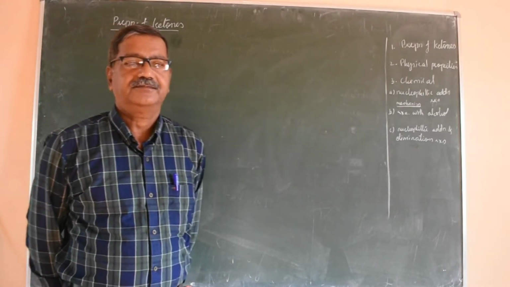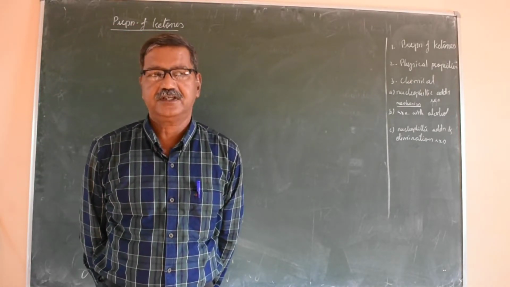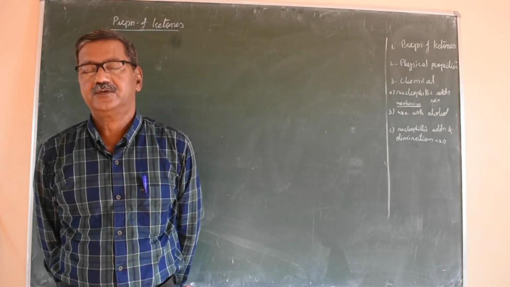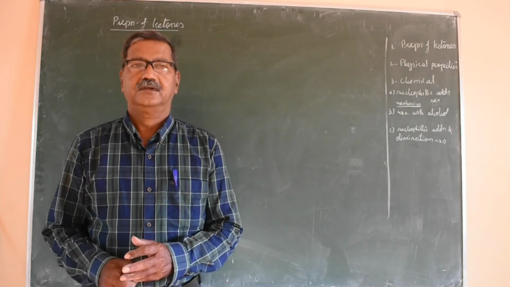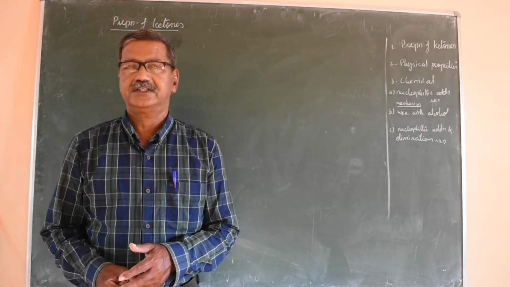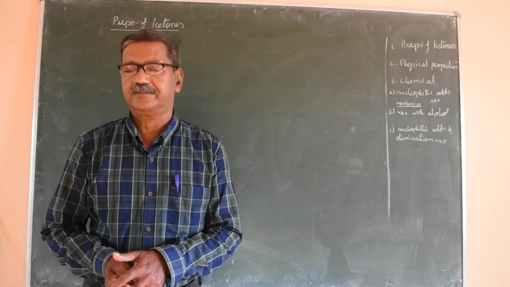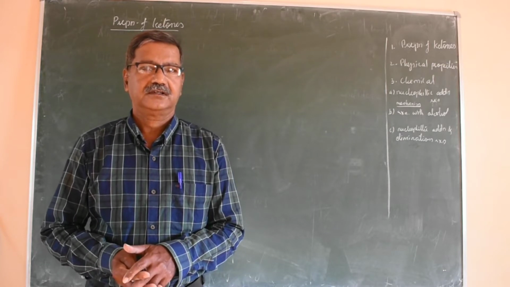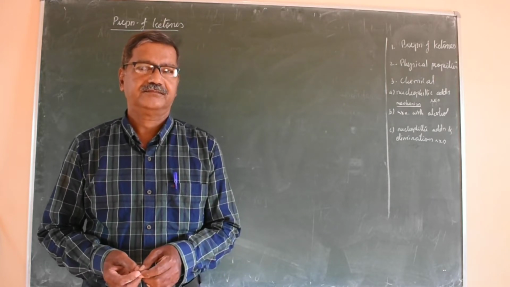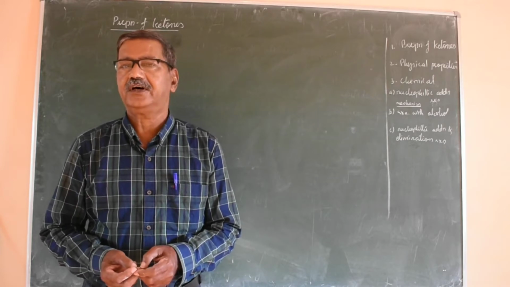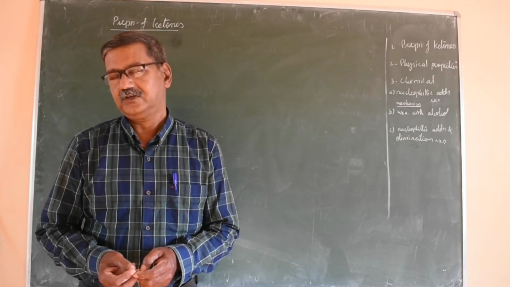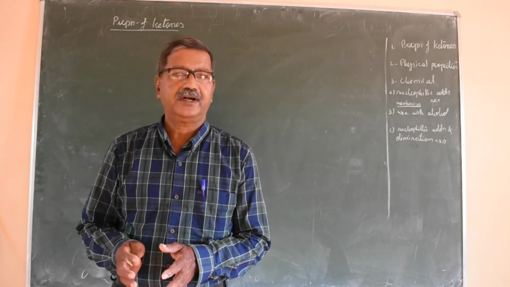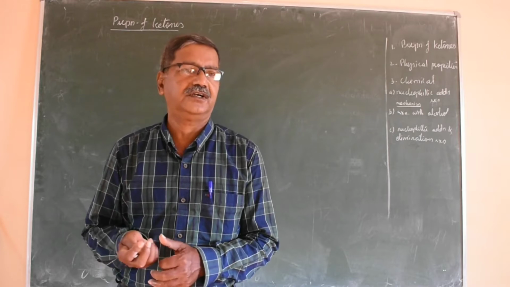Students, in the last class we studied the preparation of aldehydes and two methods to prepare ketones. In the preparation of aldehydes, aromatic aldehydes are prepared by two methods. One is from toluene. That reaction is called the Etard reaction. Oxidation of toluene with chromyl chloride in carbon disulfide gives benzaldehyde.